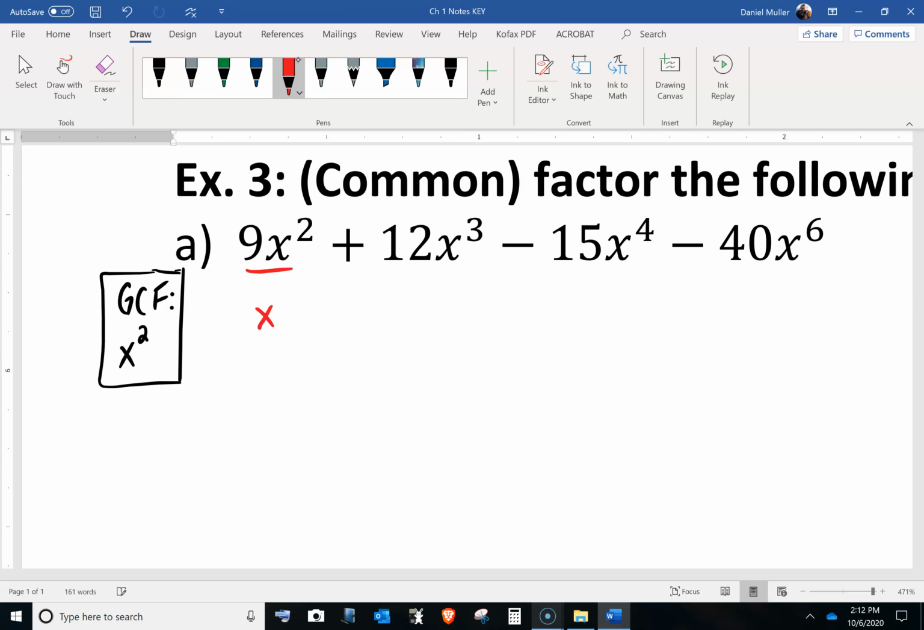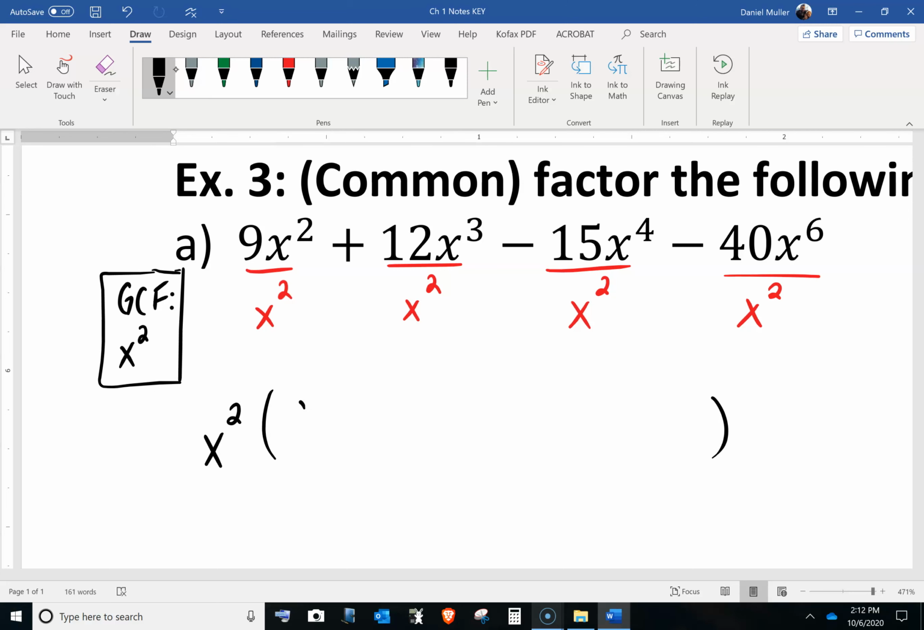So I'll do that. Divide by x squared, divide by x squared, divide by x squared, and divide by x squared. So I start by writing the x squared that I divided out. Now it can be out in front. 9 divided by 1 is just 9, and the 2 x's cancel out. Plus 12 divided by 1 is just 12. There's 3 on top, 2 on bottom, leaves just 1 on top. Minus 15, 4 on top, 2 on bottom, leaves 2 on the top. And 40 over 1 is just still 40. 6 on top, 2 on bottom, leaves an x to the 4.